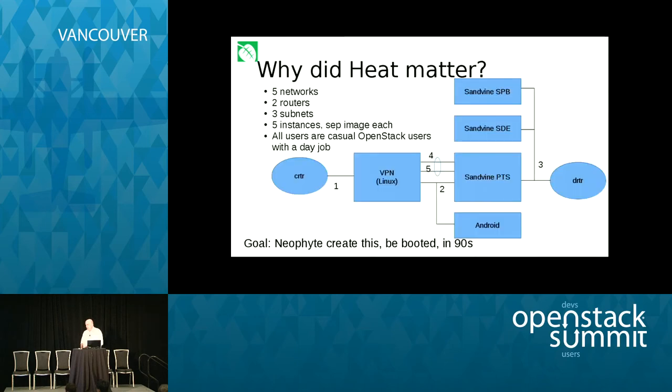Why did Heat matter? This little diagram here is more or less one setup for one user. So this is what you need to set up. Sandvine makes three main widgets. Each widget runs as a separate virtual machine instance. It's called our SPB, our SDE, our PTS. I won't bore you with the specific details of that. The PTS, the policy traffic switch, is in line in the user's data. It deploys on layer two.